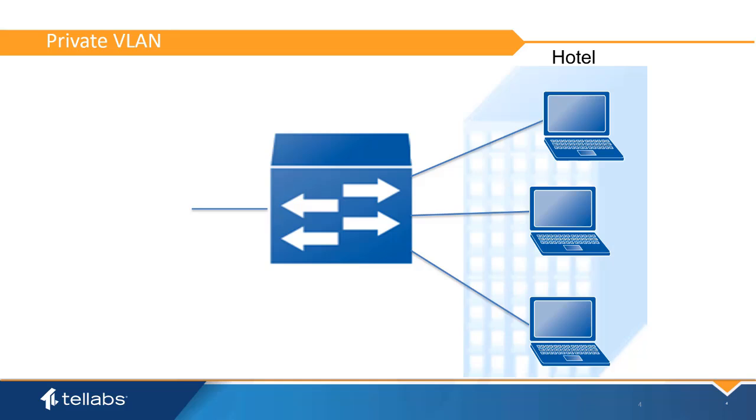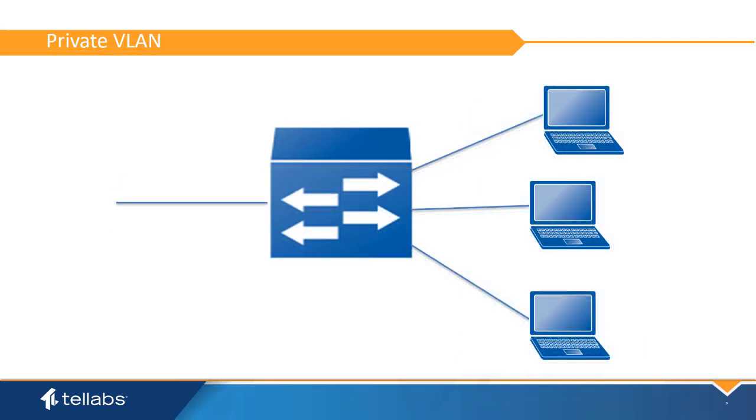A typical application for private VLAN is a hotel network where each room has a port for internet access. Guests can all be assigned to the same VLAN, but the private VLAN application prevents them from snooping on other guests or other nefarious activities.